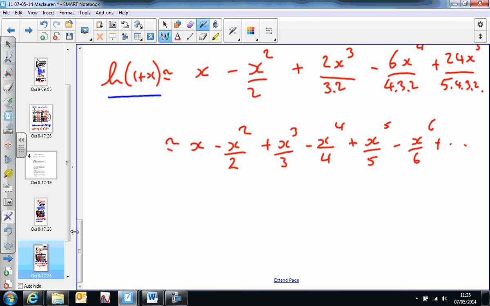So if I asked you to integrate the log of 1 plus x, it's easy if you write it as a power series, because I just integrate each of these in turn by adding 1 to the power and dividing by the new power.